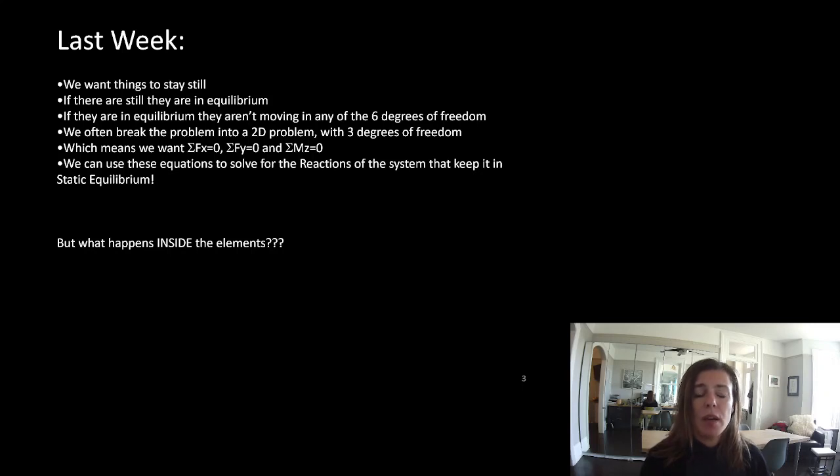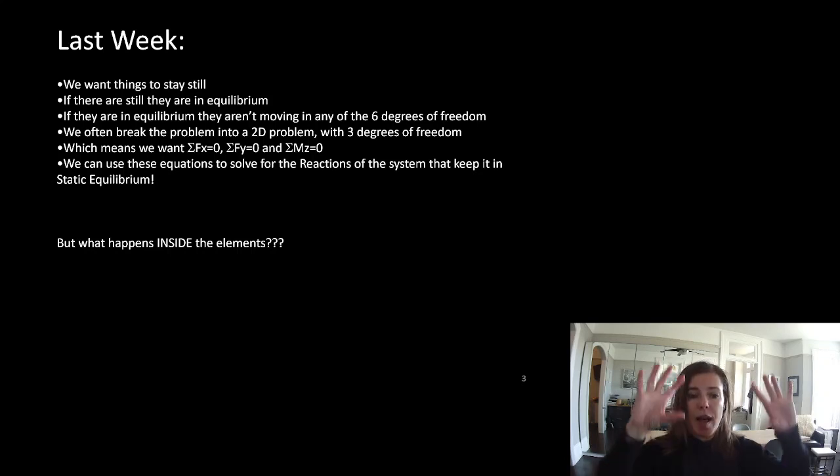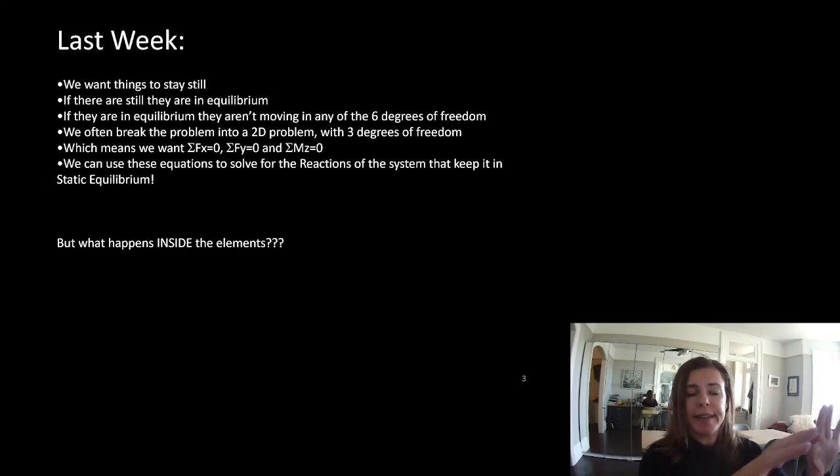Last week, we talked about the fact that what we want is for things to stay still. We're talking about static equilibrium. If they're in static equilibrium, they are not moving in all 6 degrees of freedom: up and down, side to side, in and out of the page, and spinning around all of those axes. It is not doing those things if it's in equilibrium.